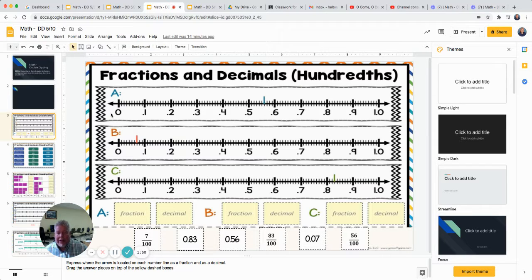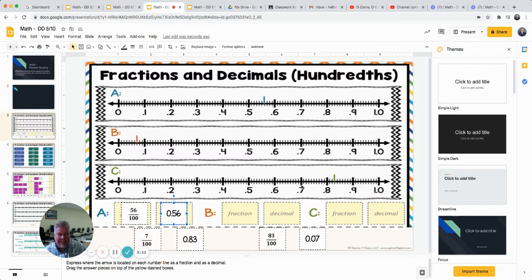So letter A, I'm going to look at letter A down here. 56 hundredths as a fraction looks like 56 over 100. As a decimal, it looks like 0.56. All right, so for B, find out what that is. It doesn't even go to 1/10, does it? So this is less than 1/10. You have to count the hundredths and see where it is.